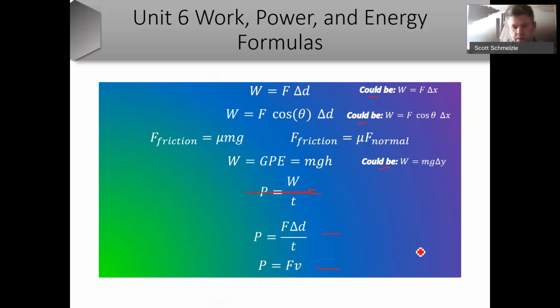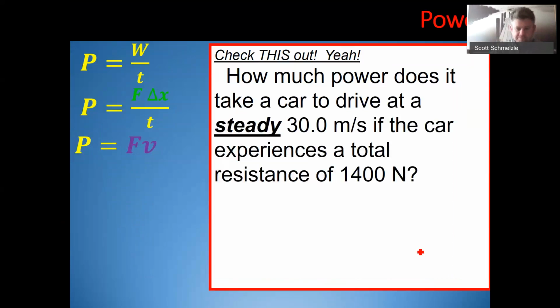Yeah? Let's try it out. Let's give it a shot. Practice through it. All right. So how much power does it take a car to drive at a steady 30 meters per second if the car experiences a total resistance of 1400 newtons? Now, what we see here is we got 30 meters per second, we got 1400 newtons, right?